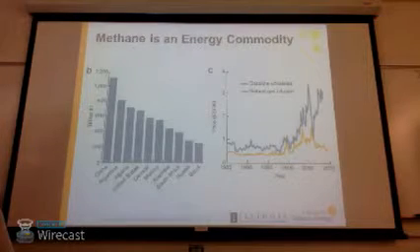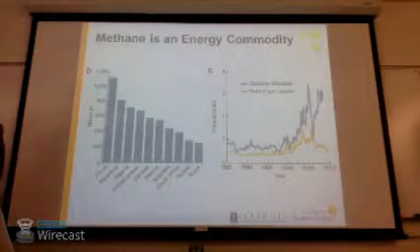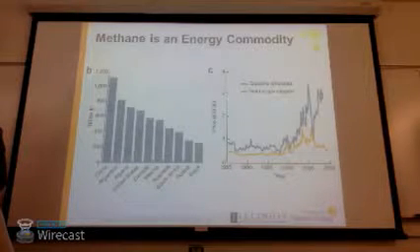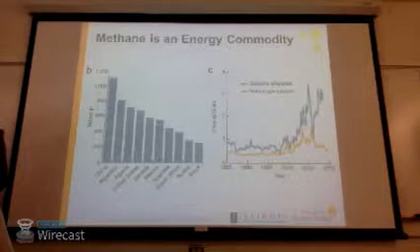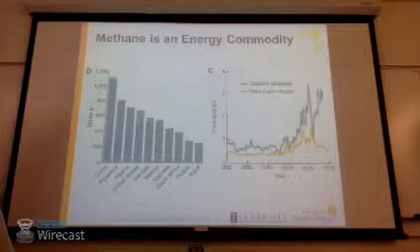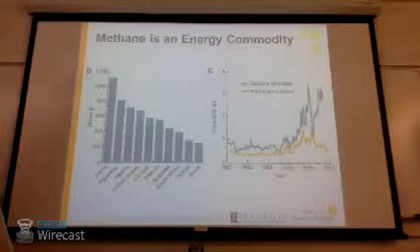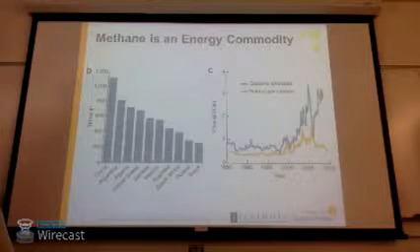So why is methane important? Well, methane is an energy commodity. We can use it to power various things. A lot of us have gas stoves at home, for instance. And we actually have quite a bit of methane. These particular graphs are from a report in 2014. And what that report suggested was that we have enough methane to last more than 100 years at our current usage rate. So quite a bit of methane.